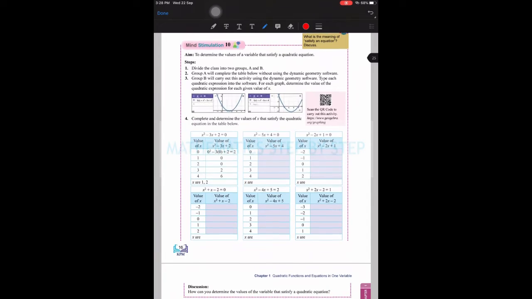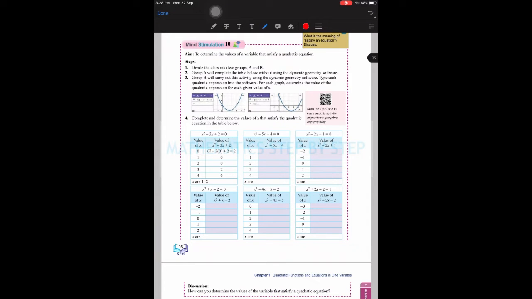So mind stimulation 10, you will be doing at home by using the dynamic geometry software, okay? In this subtopic, we'll be learning how to determine the roots of a quadratic equation. Like in this table, we can see that when we substitute x equals to 1 into this quadratic expression, we get the quadratic expression equals to 0. Same goes to x equals to 2. So these two are actually the roots.